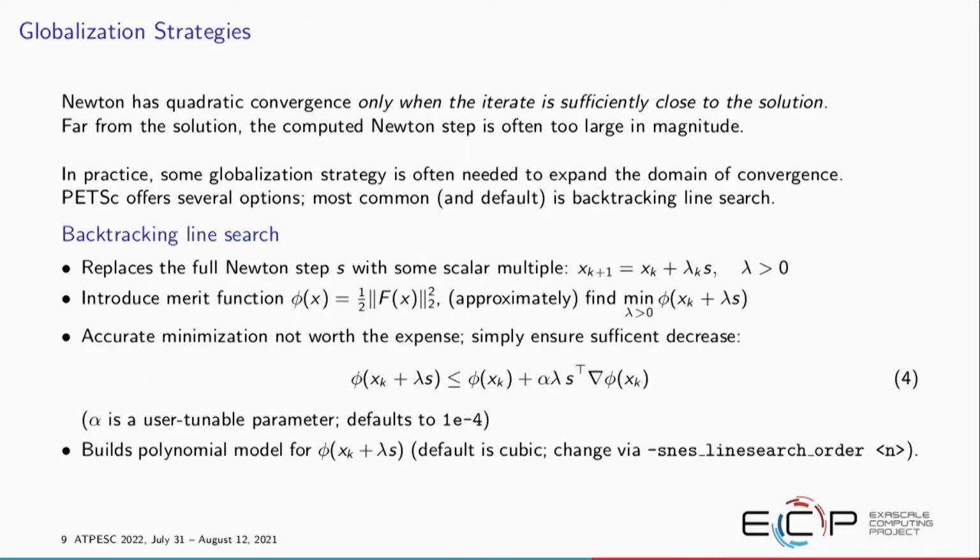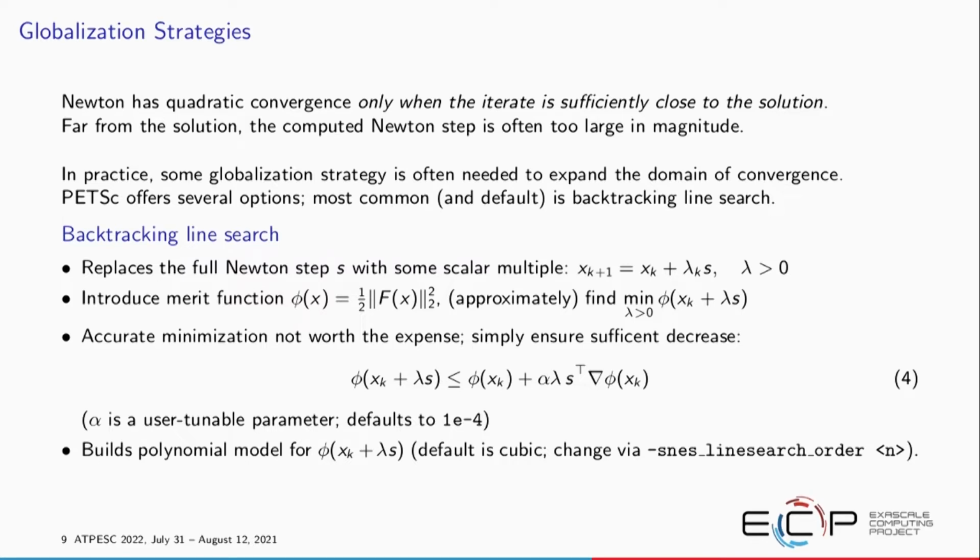The other thing that I should mention is, I mentioned at the beginning Newton methods are great because you get quadratic convergence, but you actually only get quadratic convergence when your iterate is sufficiently close to the solution. Far away from the solution, the computed Newton step is often too large, and you waste a lot of time solving that step, as we showed previously when talking about inexact stuff. So in practice, some globalization strategy is usually needed to expand the domain of convergence. There are several options in PETSc for doing this.